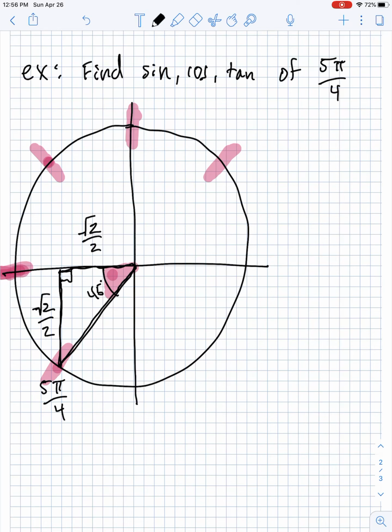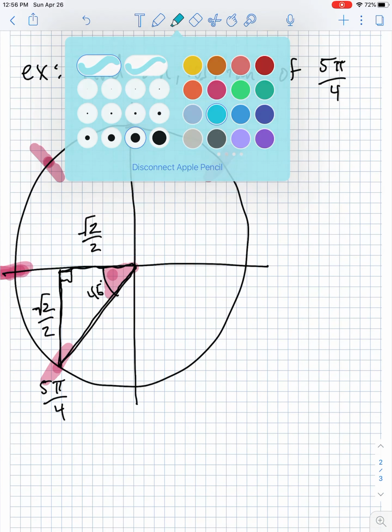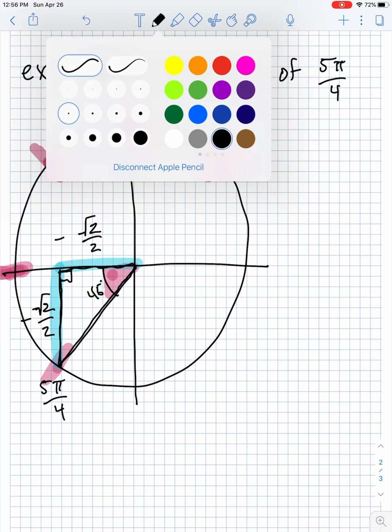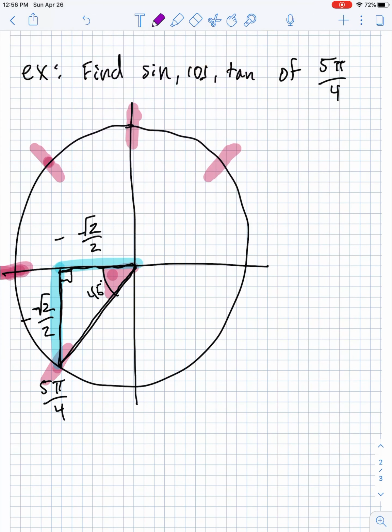And then some people might raise their hand and be like, oh yeah, you need to put negatives on some of these. We use a different highlighter color. You guys, this side right here is in the negative x direction, and this side is in the negative y direction. So what that means is in the third quadrant, your x's and your y's are both negative. So negative root 2 over 2 and negative root 2 over 2. Cool? Now, you guys, let's go with purple.